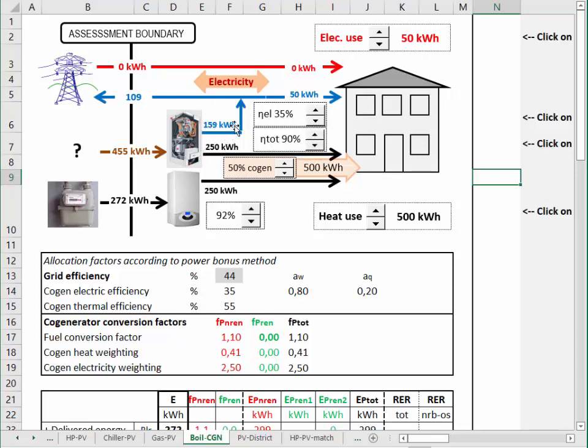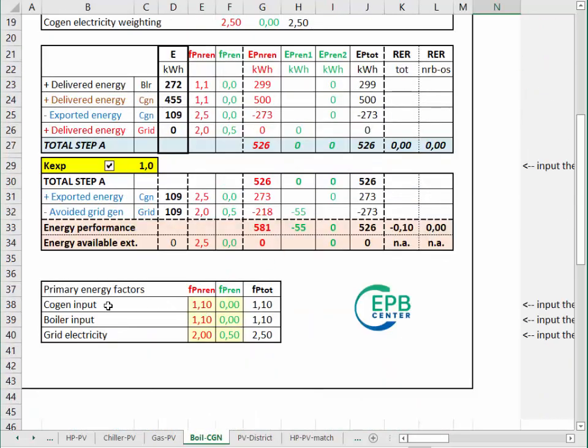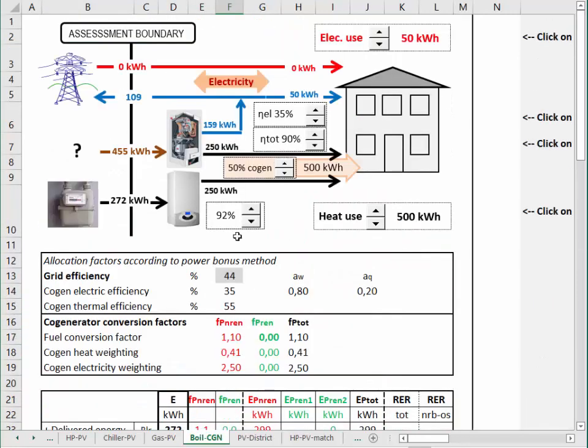So we know which will be the output as electricity from the cogenerator and the required input as fuel for the cogenerator. Here you see a question mark because you can specify the primary energy conversion factors for the fuel for your cogenerator. In this case, 1.10 and 0 is a typical case for natural gas. So we are assuming that our cogenerator is working on natural gas. And then the electricity produced will be partly used in your building and partly exported. For this case, the cogenerator is producing an excess electricity, so 109 kWh are exported.